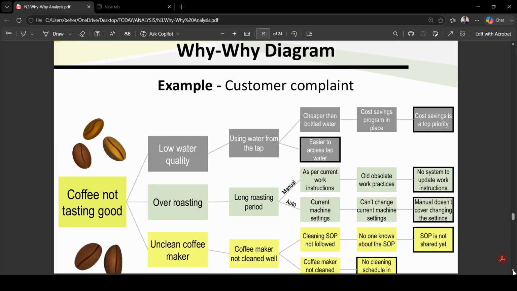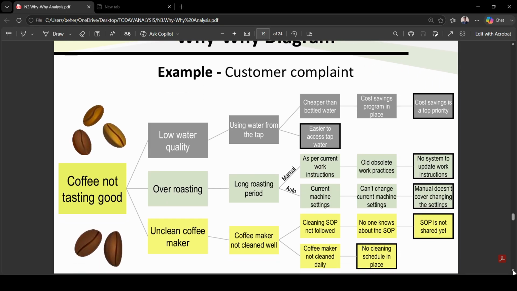Then one more example: customer complaint, coffee not tasting good. Some examples: lower water quality, using water from the tap, which is cheaper than bottled water and easier to access. Easier to access tap water, cost saving program in place. Cost saving is a top priority.